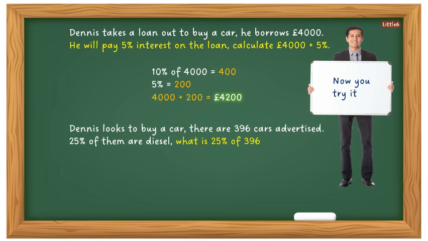So how did you do? Well, 50% of 396 is 198. So that means that 25% must be 99. So if you got the answer 99 cars, excellent, well done.